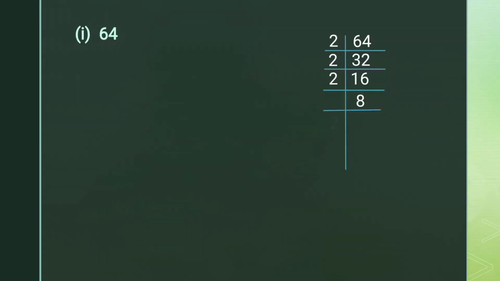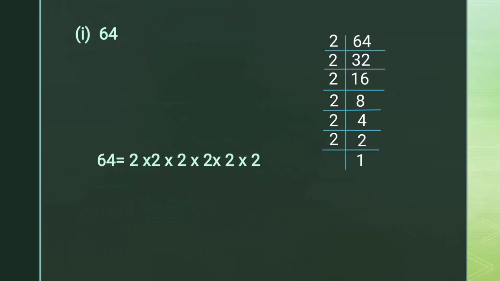Again we will divide it by 2 and we will get 4. Again we will divide 4 by 2 and we will get 2. Then 2 will be divided by 2 and we will get 1. Now we will make triplets of identical factors. See. Now in next step, we will choose one factor from each triplet. See, here we have 2 triplets and we will take one factor from each triplet.